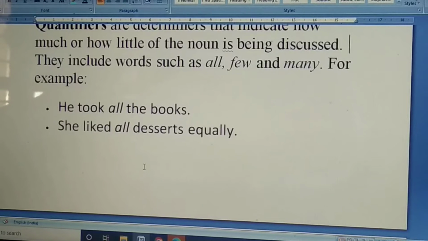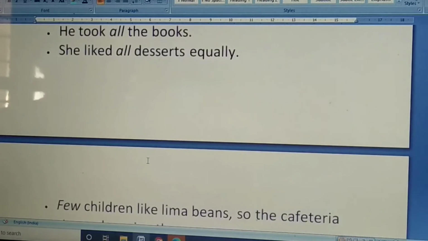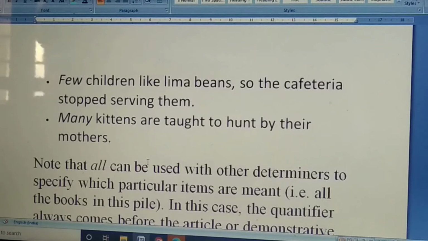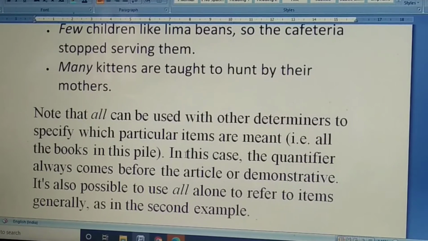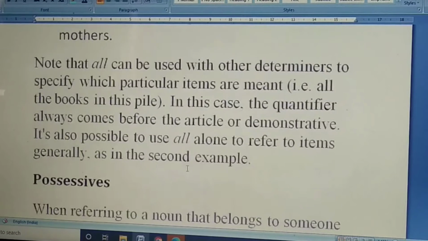She liked all desserts equally. Few children like lima beans, so the cafeteria stopped serving them. Many kittens are taught to hunt by their mothers.